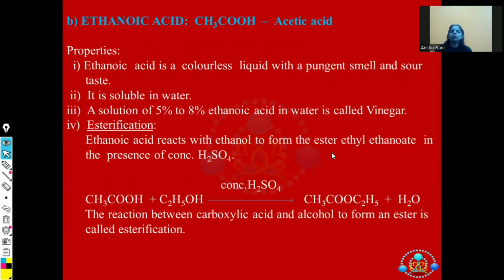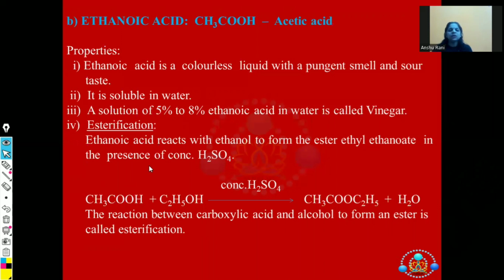Ethanoic acid. Ethanoic acid is a colorless liquid with pungent smell and sour taste. It is soluble in water. A 5 to 8% solution of ethanoic acid in water is vinegar. It is used to make pickles and other substances. It is used as a taste enhancer in Chinese food.